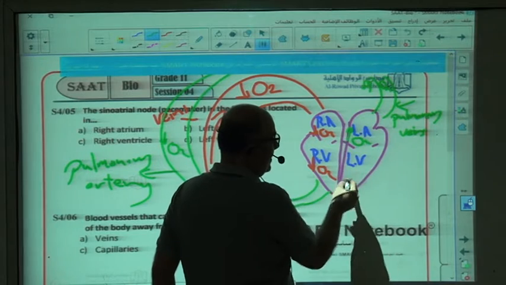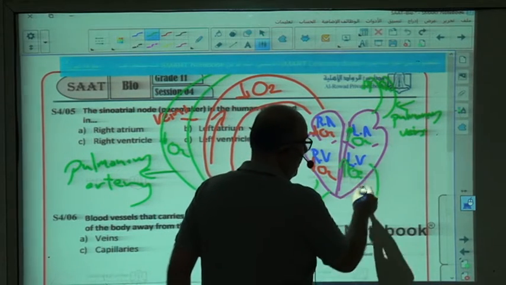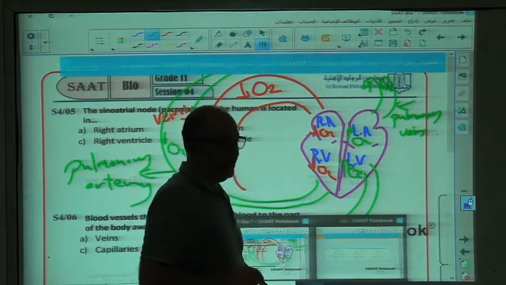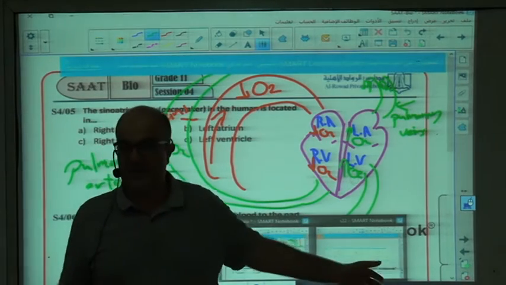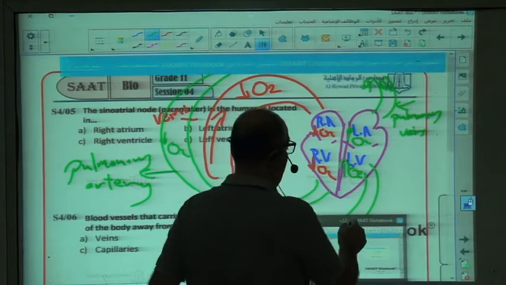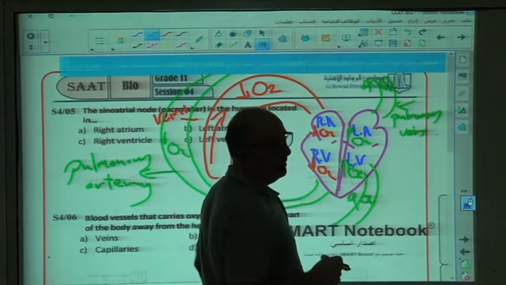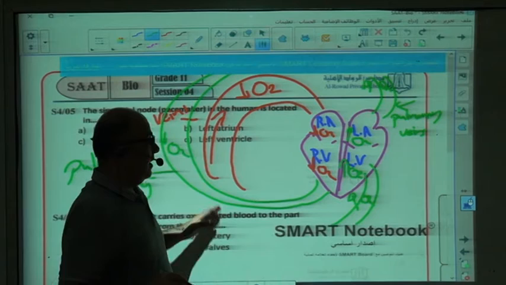Okay. And here the same idea. The aortic artery which leaves the heart, guys, carries oxygenated blood. Here the aorta, guys. Aortic artery. This is to the whole body, right? Yes, guys.